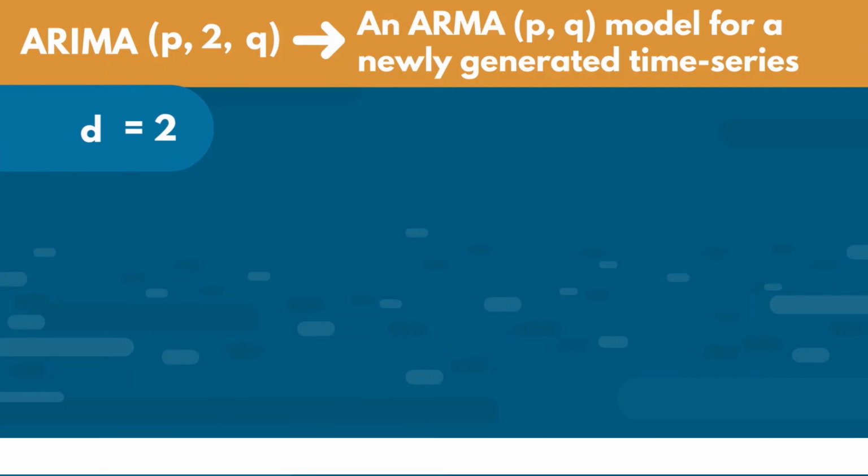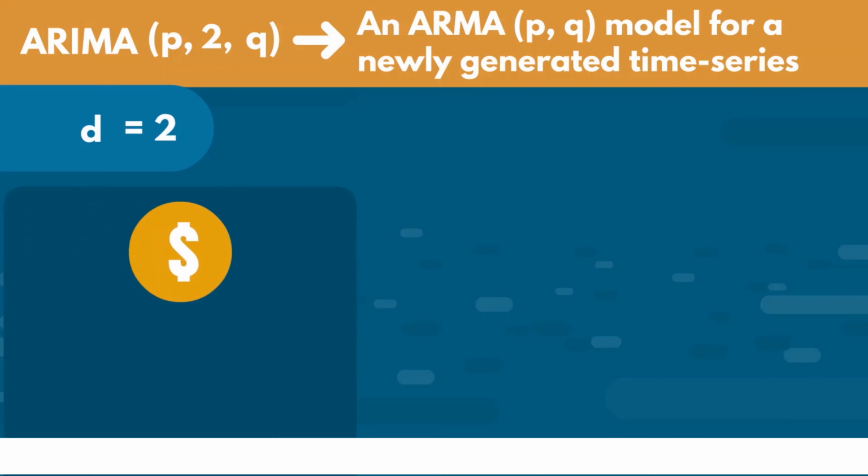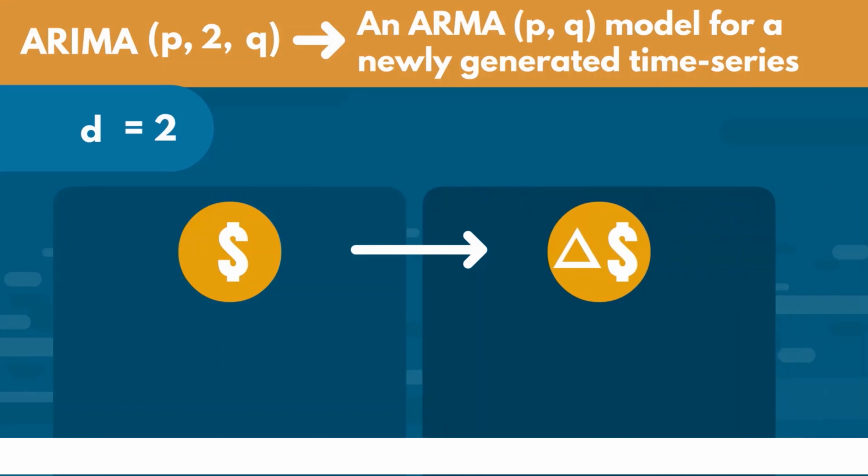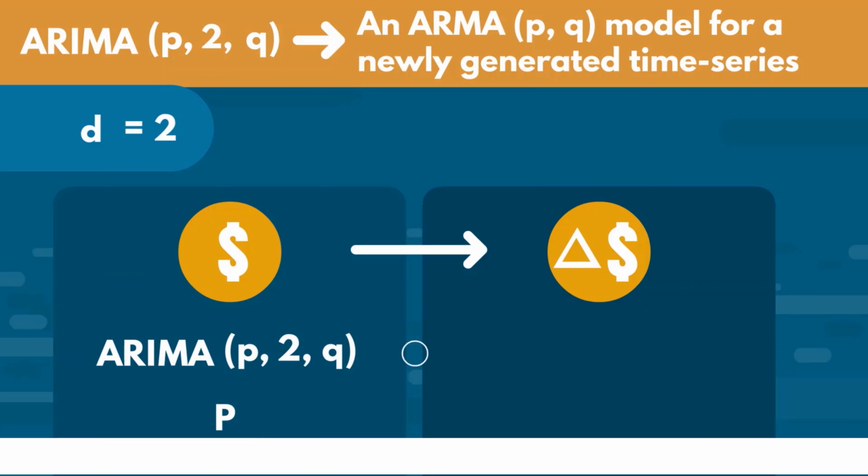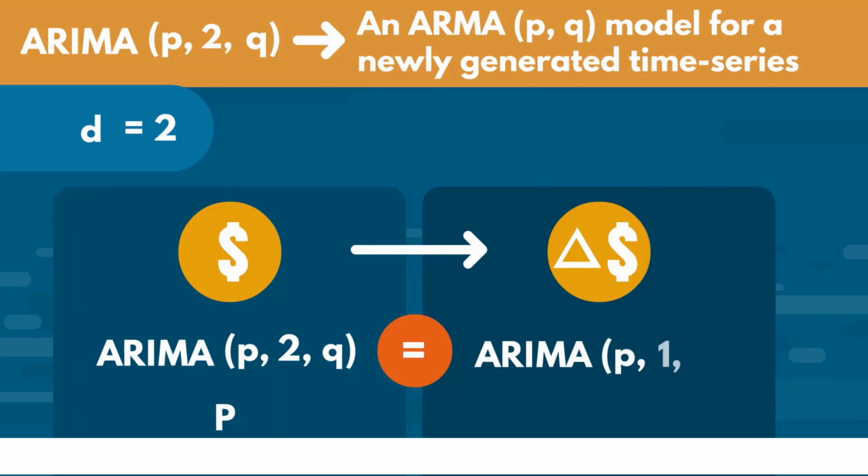But what will a second integration represent? Well, a second integration will use the time series that consists of the differences in prices and will calculate their differences. Essentially, if we created a new variable Q, which stored the differences in prices, the ARIMA(P,2,Q) for P would be the same as an ARIMA(P,1,Q) for Q.